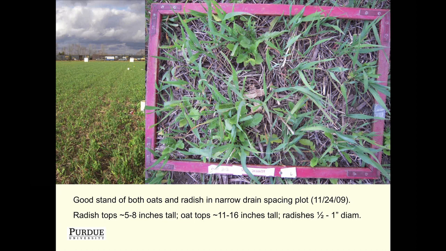But on the left, just looking out across the field, you can see we have a decent stand, decent green cover there. And on the right, looking straight down, you could see the oats, you could see the radish. I'd call it relatively modest growth, but we were still having some benefit on our soil. You could see also the soybean stubble from the no-till.